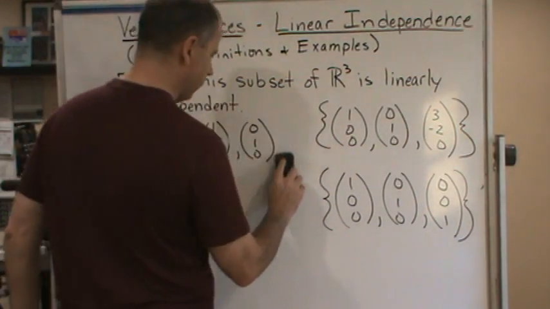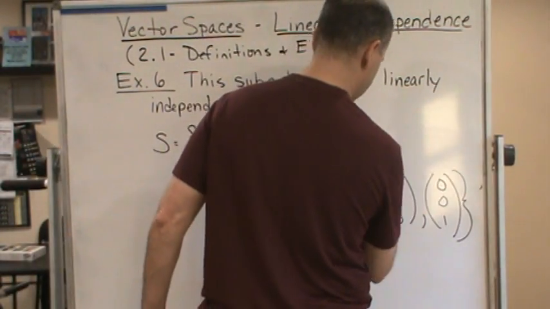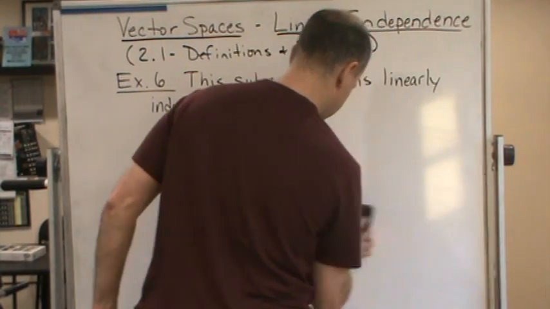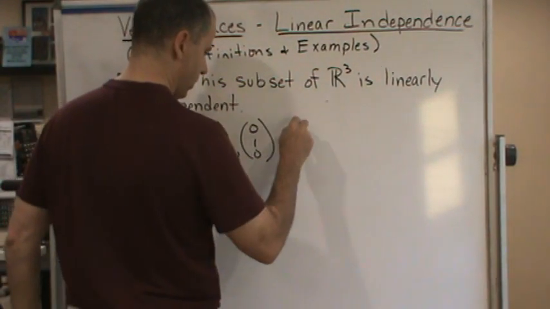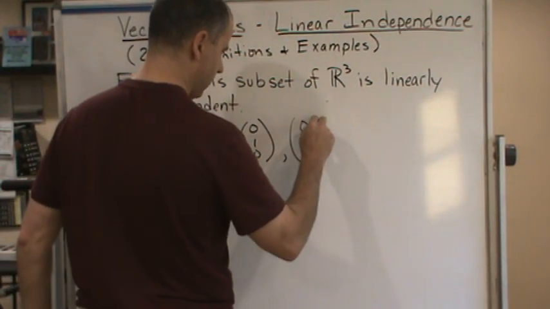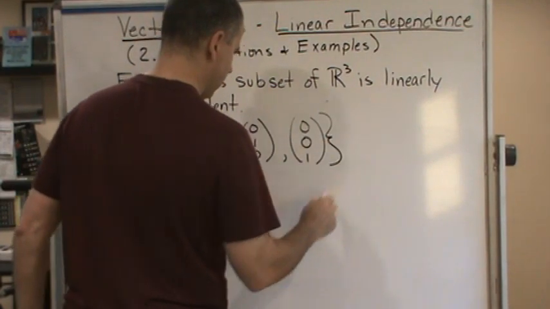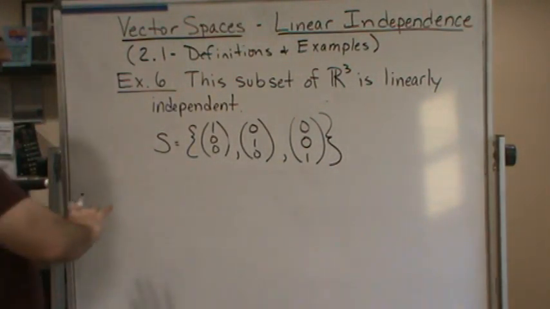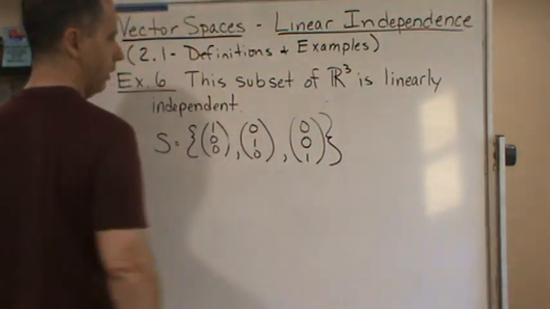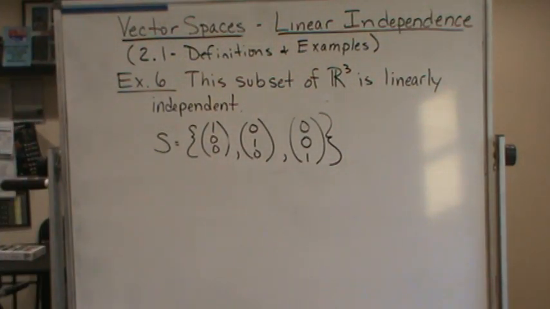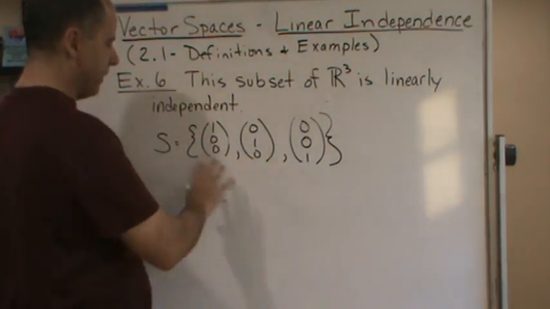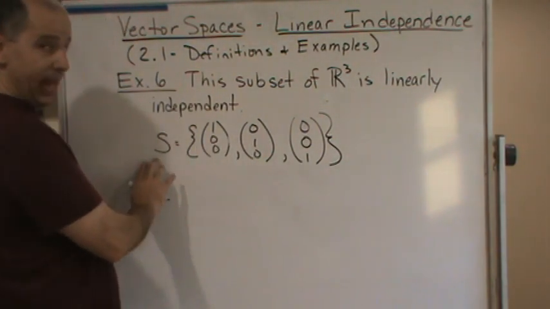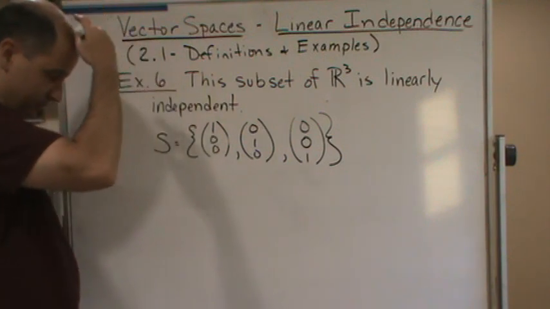So let's do one more. And so let's expand this and add this vector to S. And so now this represents all of R3. All of it. Okay? Well, let me be more precise. This doesn't represent R3. The span of S represents all of R3. That's what I should say.